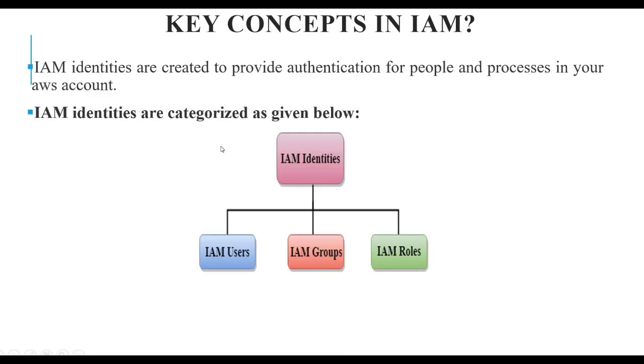The next is the key concepts of IAM. The main key concepts are IAM users, groups, roles, and also IAM policies. These are also called IAM identities. IAM identities are created to provide authentication for people and processes in your AWS account. IAM identities are categorized as given below: IAM users, IAM groups, and IAM roles. The IAM identities also contain the IAM policy. We can explain this in the next slides.